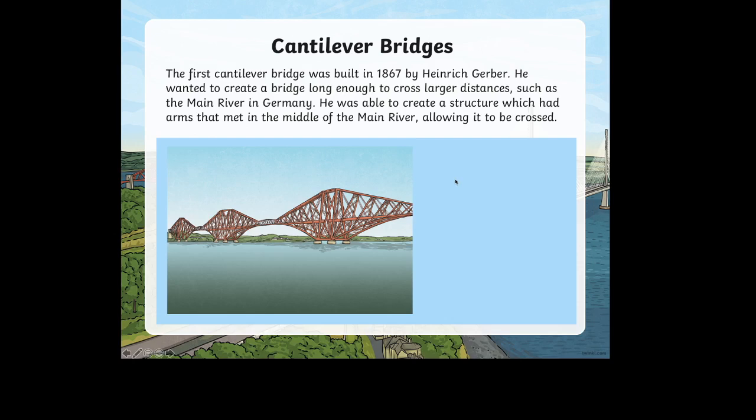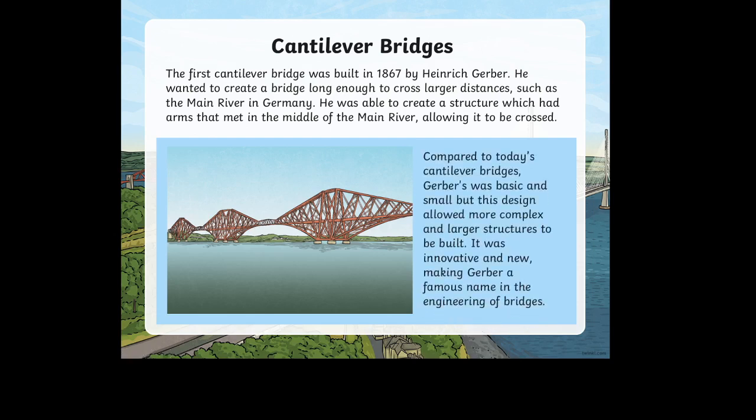So the next type of bridge we're going to look at is called a cantilever bridge. The first cantilever bridge was built in 1867 by a German called Heinrich Gerber. He wanted to create a bridge long enough to cross large distances, such as the Main River in Germany. He was able to create a structure which had arms that met in the middle of the main river, allowing it to be crossed. So it was built in sections. They built this bit, then this bit, then this bit, and then they kind of built in between.